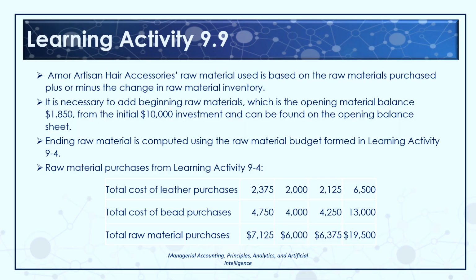Now complete learning activity 9.9 for Amour Artisan Hair Accessories. Compute raw materials used for Amour Artisan Hair Accessories by beginning with raw material inventory of $1,850. And purchases come from learning activity 9.4. The ending raw material inventory is computed from the raw material budget. Pause here and complete the calculation. Once you've finished, check your answer with the solution in the back of Chapter 9.